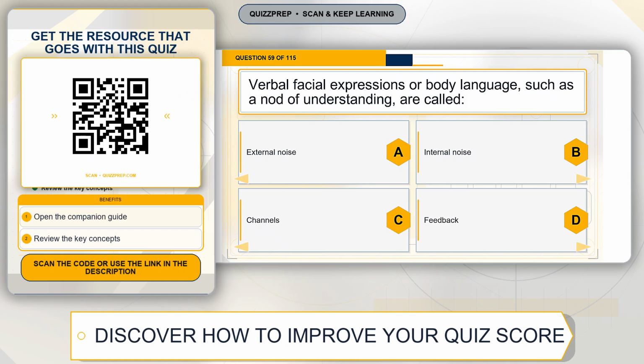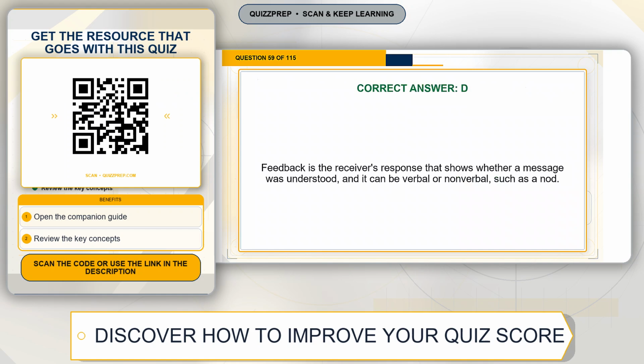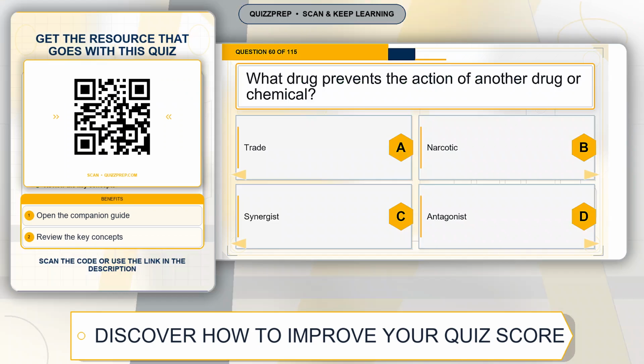Question 59. Verbal facial expressions or body language, such as a nod of understanding, are called. Option A, external noise. Option B, internal noise. Option C, channels. Option D, feedback. The correct answer is option D, feedback. Explanation: feedback is the receiver's response that shows whether a message was understood, and it can be verbal or nonverbal, such as a nod.